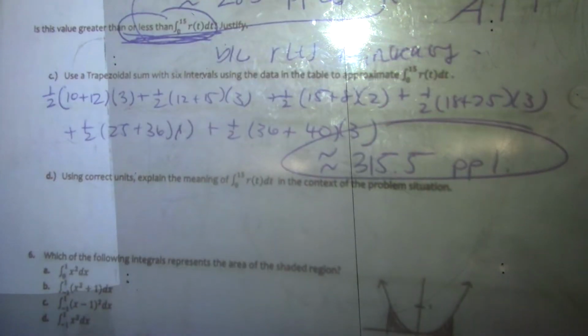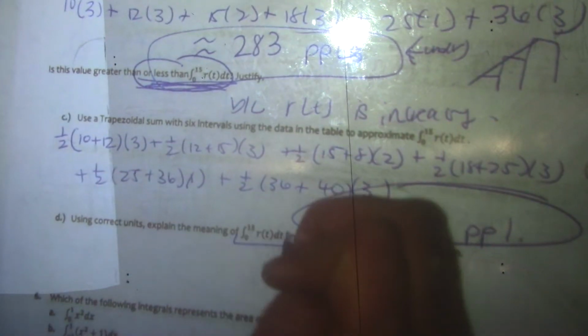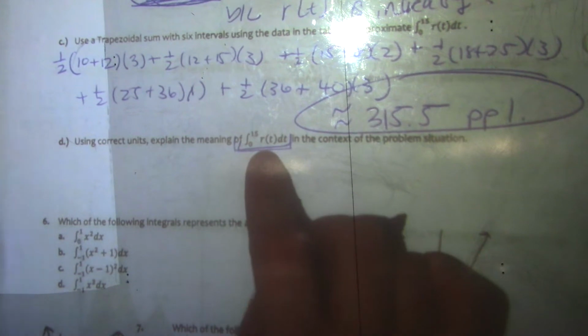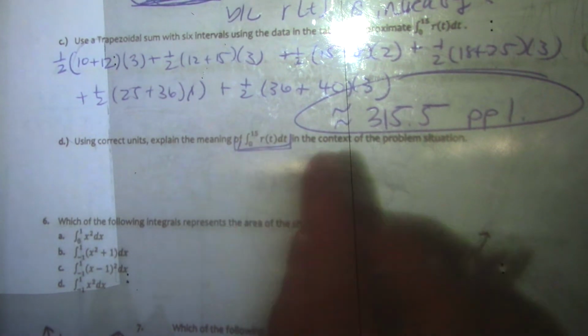Now, using correct units, we want to explain what the meaning of the integral is. Not what these are, right? These are actually approximations. What this would mean, if I were able to find it. I'm not asking for a number, right? I already found the approximations. You don't know how to do this yet. So what does this mean in the context?